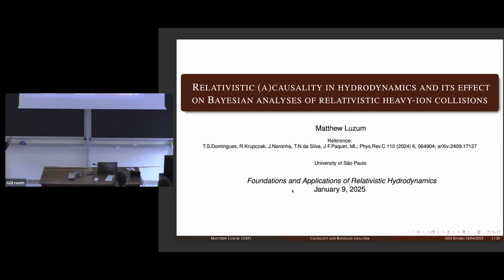I want to talk about specifically relativistic heavy ion collisions. It's an application to hydrodynamics. And more specifically, ways that we try to extract information from experimental data by comparing simulations to data in this framework of Bayesian inference. And then even more specifically, trying to include information about the causality or lack of causality in the hydrodynamic evolution equations in the simulations that we're doing.